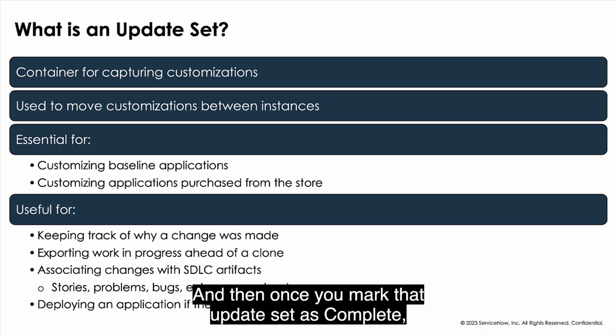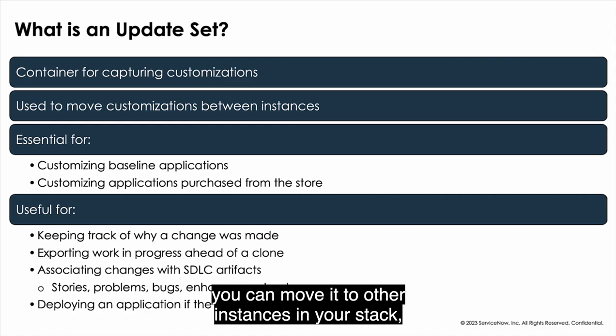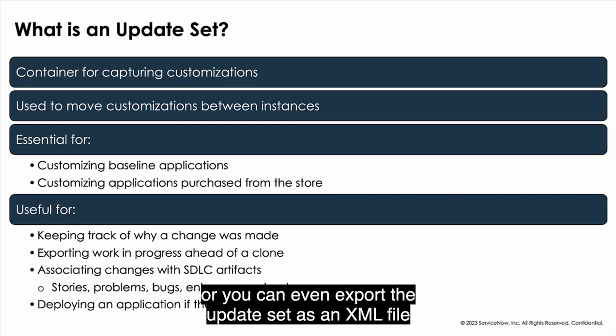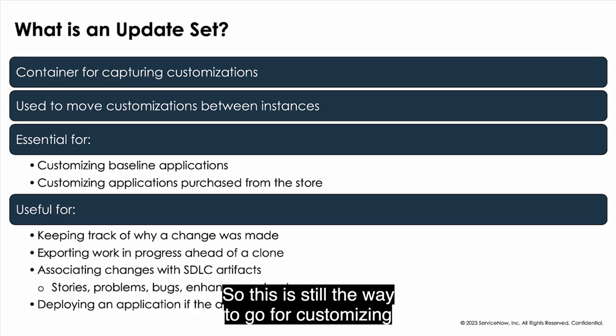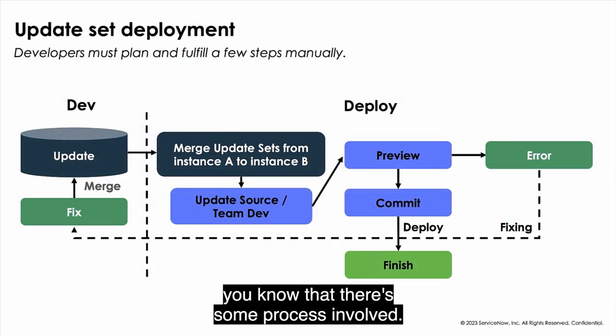And then, once you mark that update set as complete, you can move it to other instances in your stack, or you can even export the update set as an XML file and move it to instances outside your stack of instances. And so this is still the way to go for customizing baseline applications. But if you have any experience doing this, you know that there's some process involved.